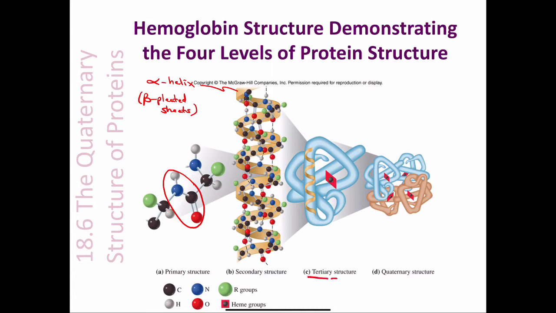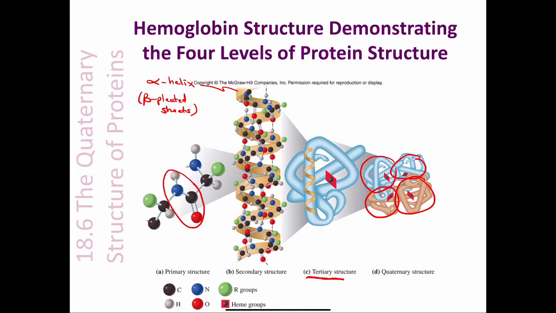Then if more than one peptide or protein with tertiary structure aggregate together as subunits, we get what's called quaternary structure. So you can see here in this quaternary structure that we have one here, and then we have another one back here. There's one down here, and there's one over here as well. So this one not only has quaternary structure, but there are actually four of these proteins that have tertiary structure aggregated together.